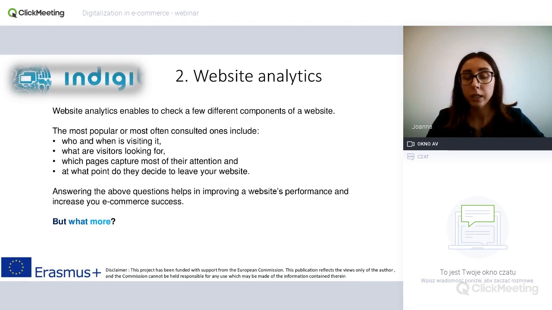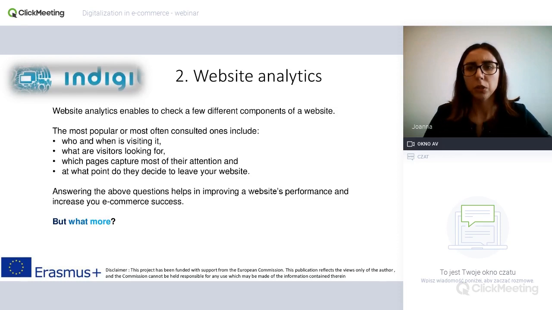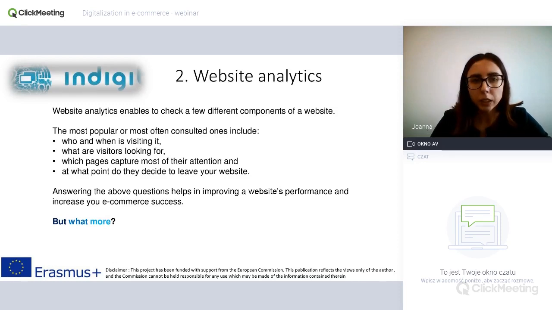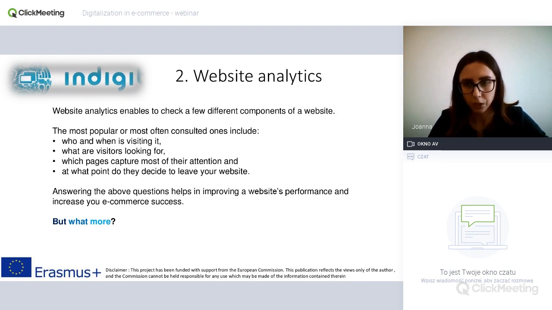So website analytics enables you to check a few different components of a website. The most popular or most often consulted ones include who and when is visiting your website. Who can imply the age group, also if this is an individual or if it's a business representative. When they are visiting, at what time of the day, but also if this is during working hours or during the weekend. You will also find out what your visitors are looking for, if they are more interested in the parameters of a product, or if they will be searching for information on delivery options or payments, for instance.